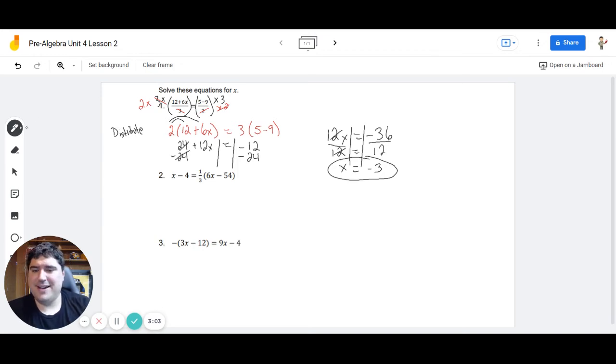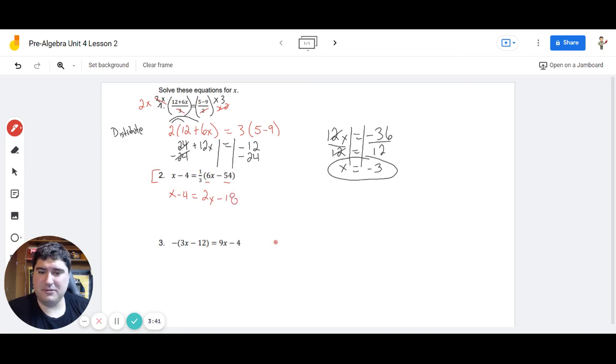Now, we have a fraction here, but I like to think of fractions as division in number 2. We're dividing by 3. And the nice thing about dividing by 3 and looking inside of this group is that we can divide both parts in the group by 3. So we can say x minus 4 equals, well, what's 6x divided by 3? 2x. What is negative 54 divided by 3? Well, negative 18.